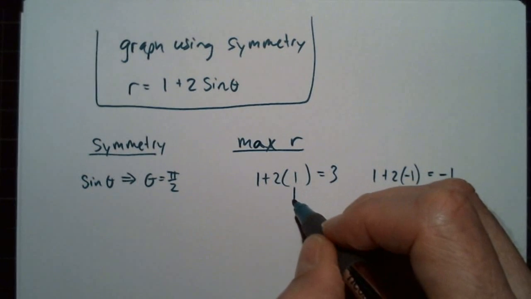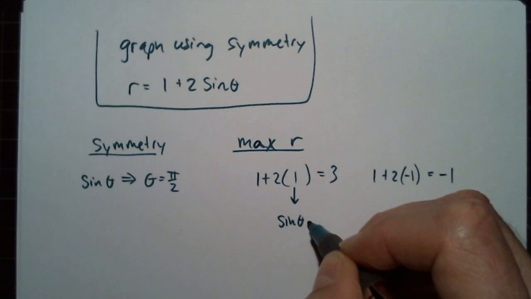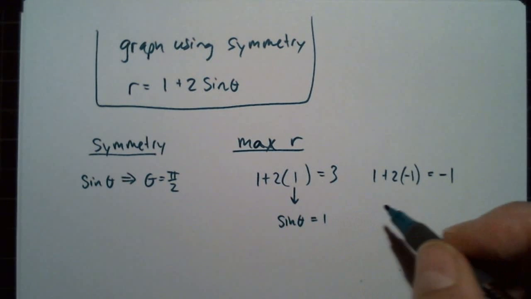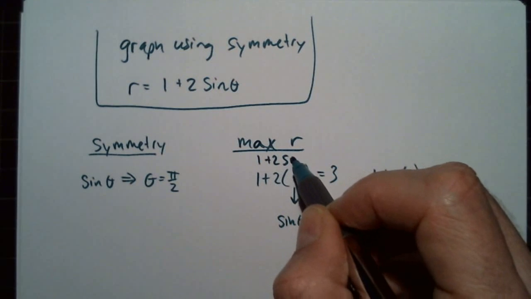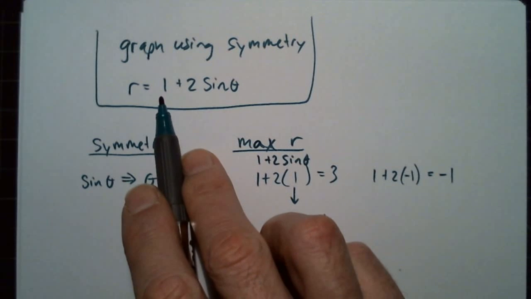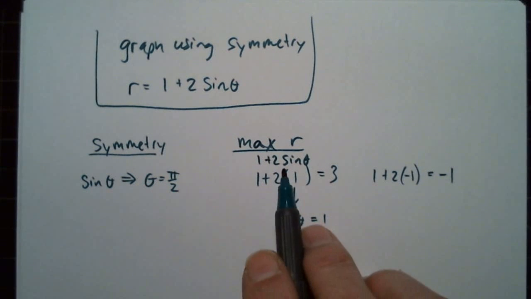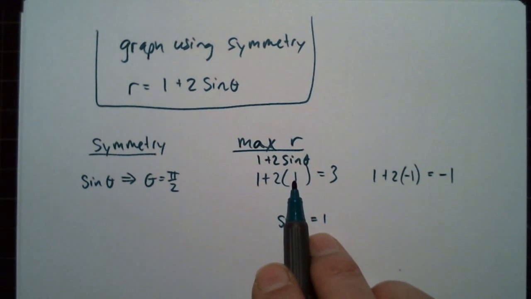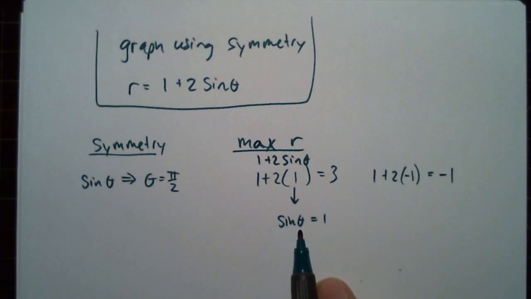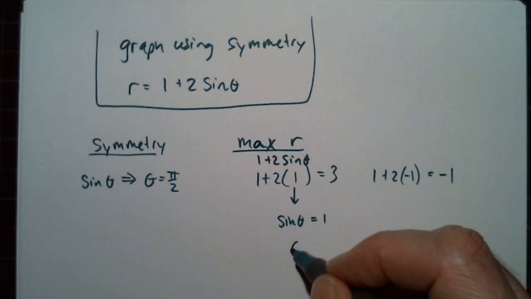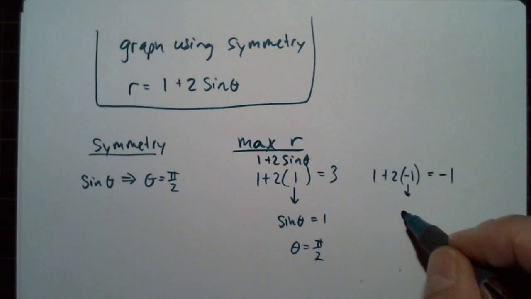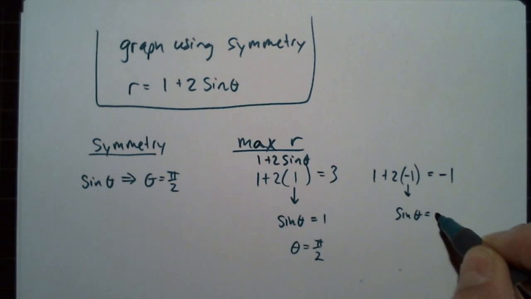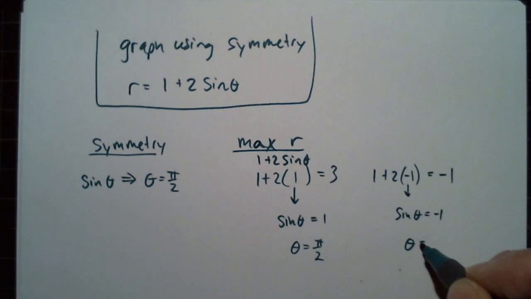This occurs when sine equals 1. So the original equation is 1 plus 2 sine theta. Well, sine theta can be 1. When is sine theta equal to 1? Well, that's at pi over 2. Over here we get sine theta equals negative 1. That happens at 3 pi over 2.